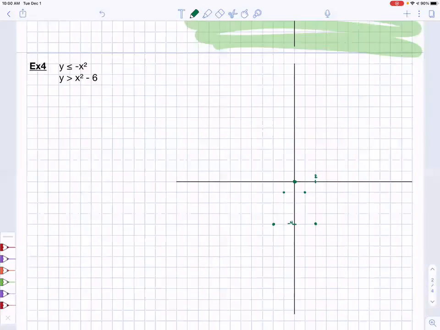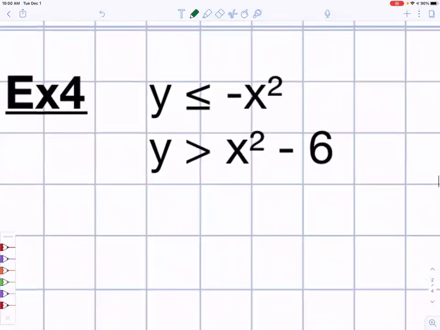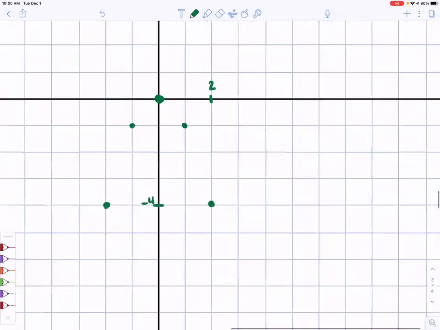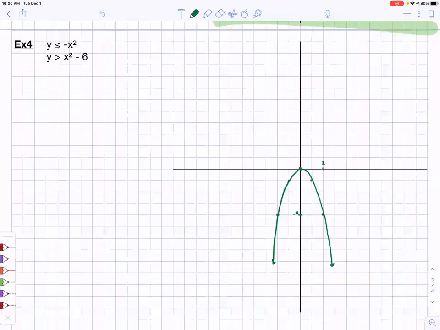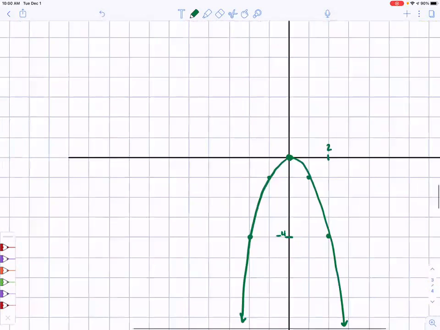Now, when I graph this guy, how should I graph him? Solid. And what option should I use for my shading? Y is alone. By the way, if you used a test point here, could you use the test point 0, 0? You couldn't. Why not?